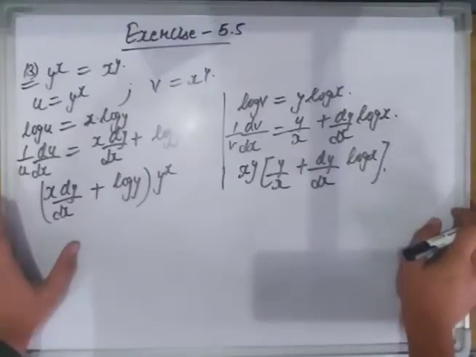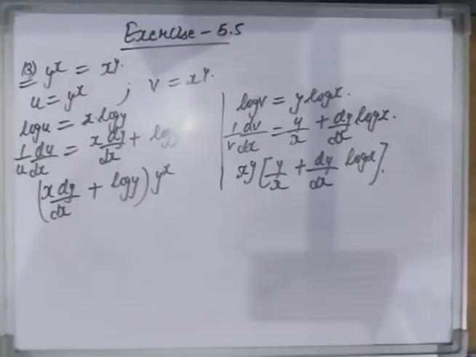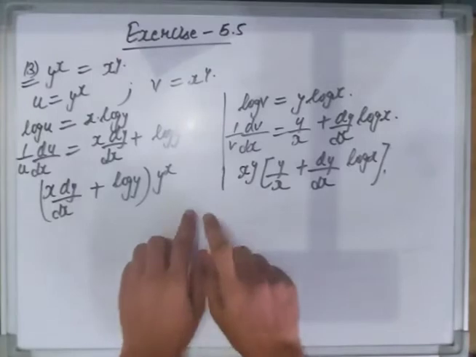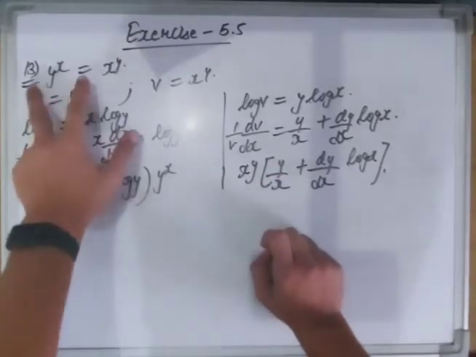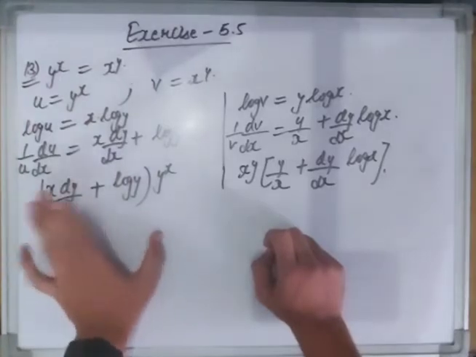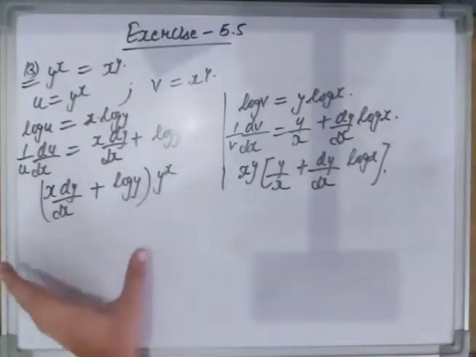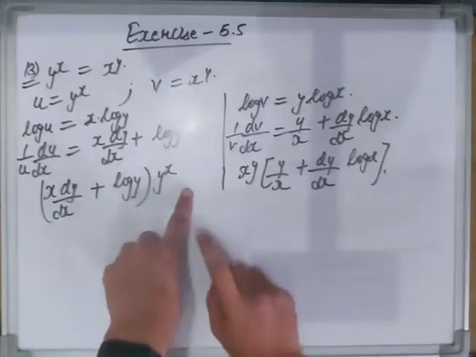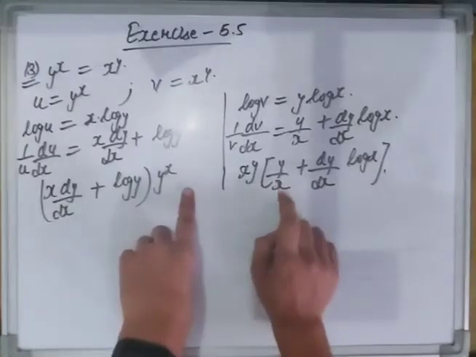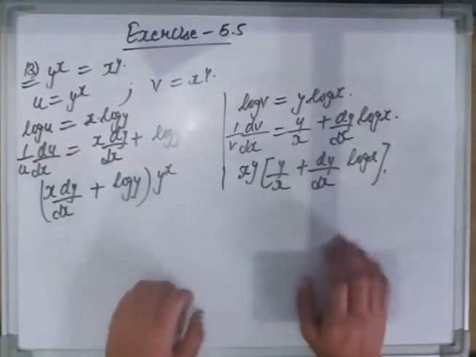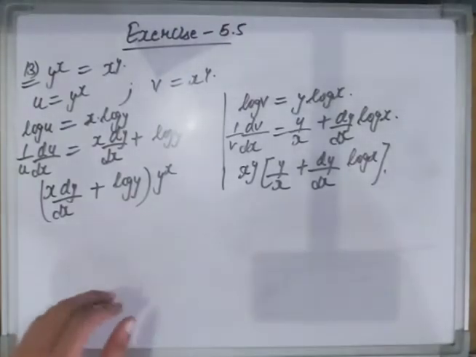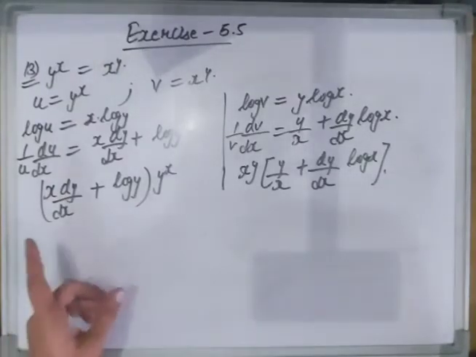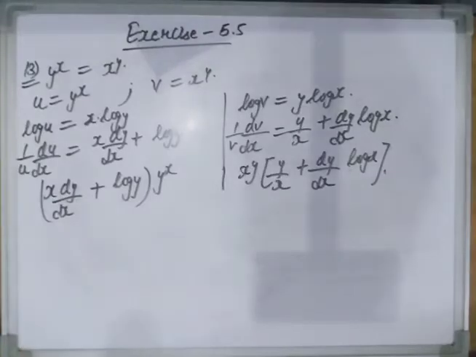So think over here what we can do. We have two methods. We can take directly log to both sides here and do the question from the starting, and here we can simplify this as x dy by dx plus log y in multiplication with y raised to power x, and x raised to power y in multiplication with y by x plus dy by dx into log x. If you prefer this method of multiplication of these two functions, you will get a very complicated answer, and the rest of the part will be quite tough.